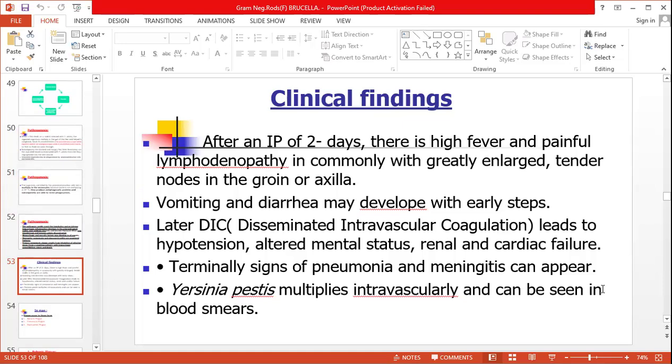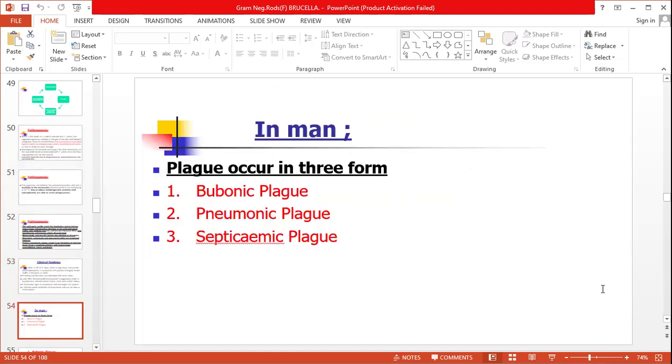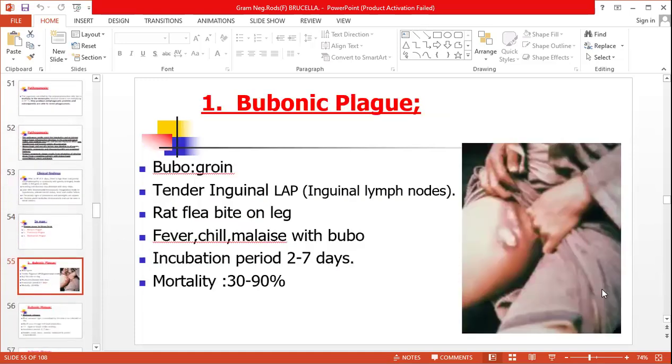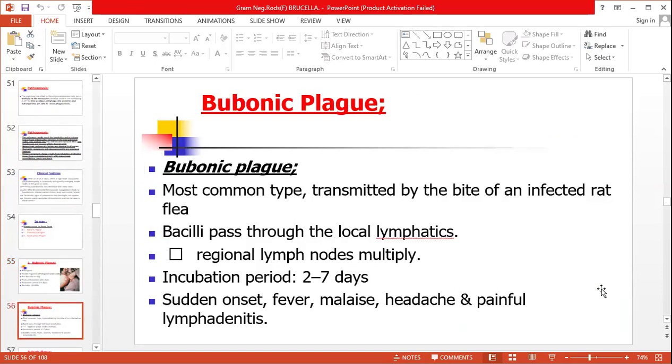Yersinia pestis multiplies intravascularly and can be seen in the bloodstream. They occur in three forms: bubonic plague, pneumonic plague, and septicemic plague. In bubonic plague, there is a bubo in the groin, that is a glandular swelling, with tender inguinal lymph nodes, rat flea bites on the legs, fever, chills, and malaise with the bubo. Incubation period is 2 to 7 days, and mortality is 30 to 90%.